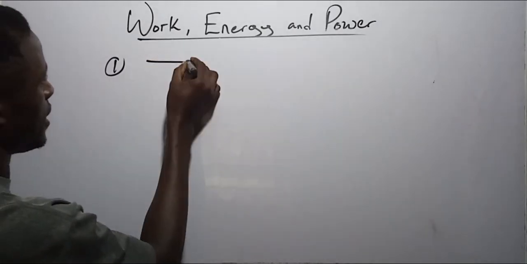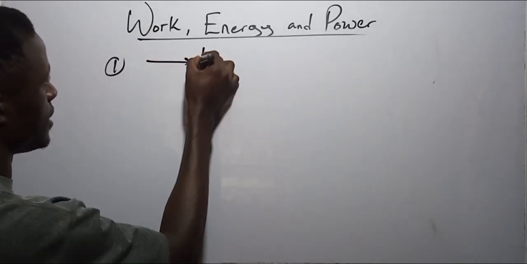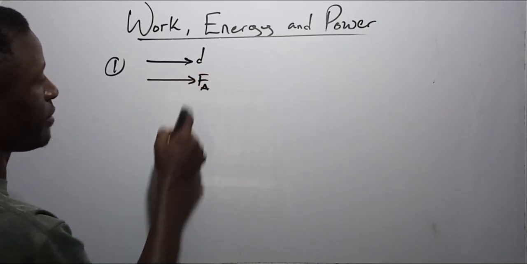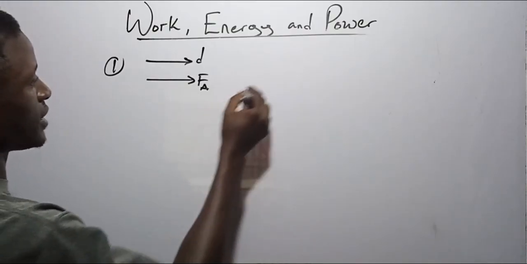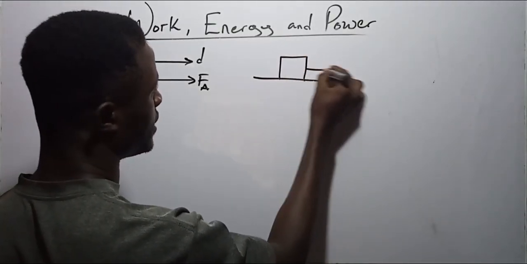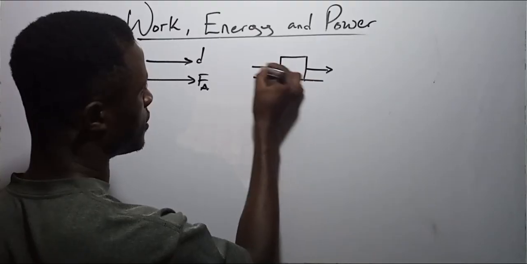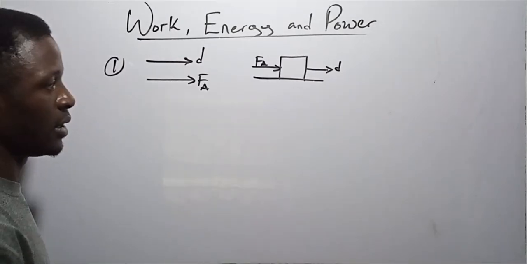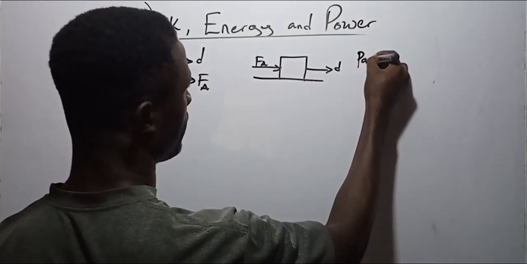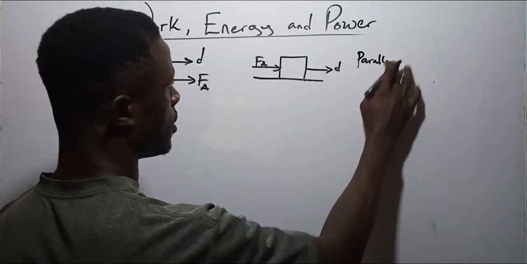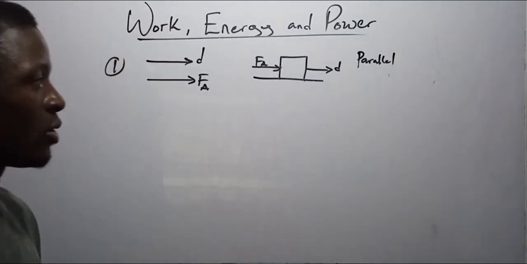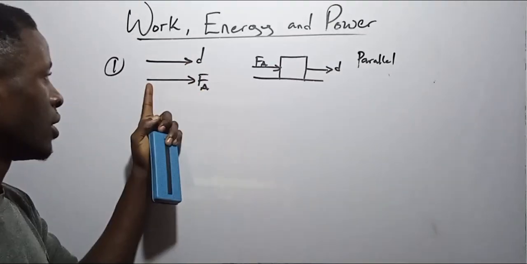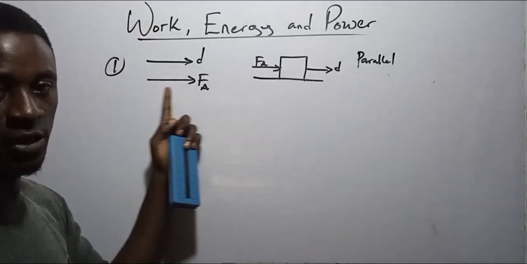Now in the first case, if displacement is in this direction and force is also in this direction, this F_A means applied force. Let me show you in a diagram. If an object is moving in this direction and I apply a force in the same direction of the object's movement like this, we say that the force and the displacement vector are parallel to each other. The displacement vector is along this direction. The applied force is also along this direction.